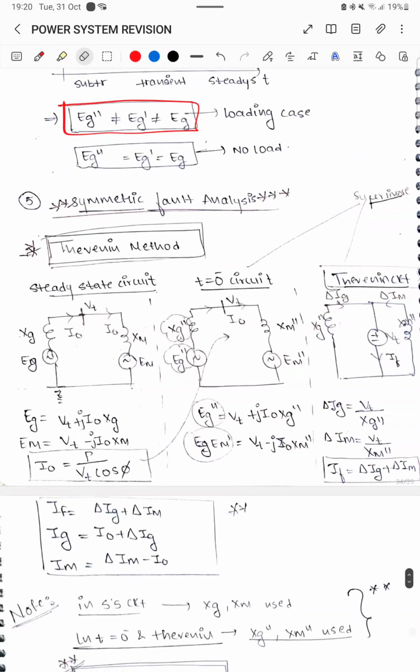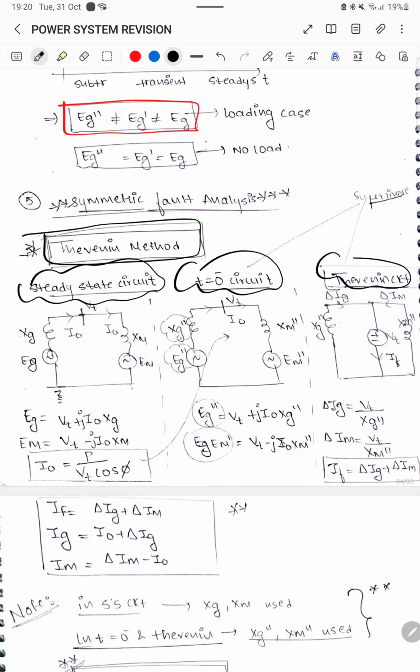Now we have arrived at the main concept, that is symmetric fault analysis. Here we will be looking at the Thevenin concept to find the fault current. Whether it is the loading or unloading case, whatever it is, we will be using the Thevenin model to find out the fault current. In this, firstly we will be drawing three circuits: the steady state circuit, the T minus 0 circuit, and the Thevenin circuit.